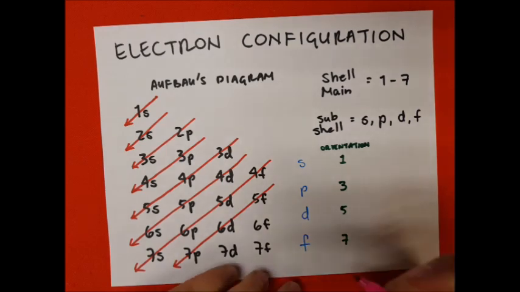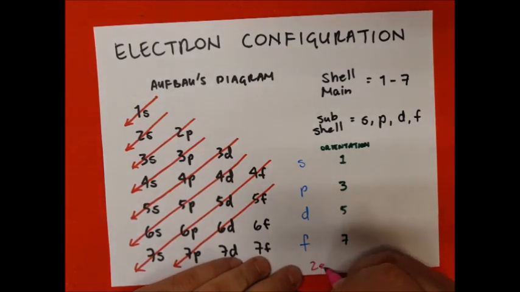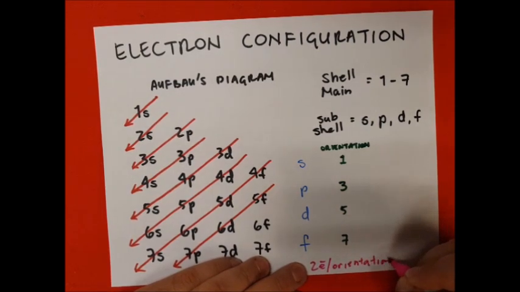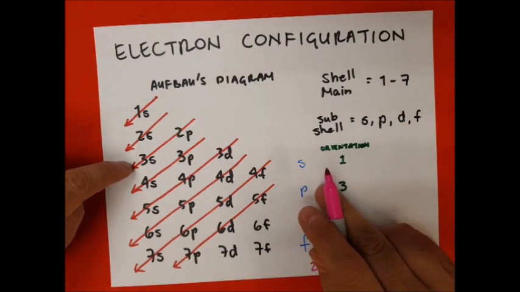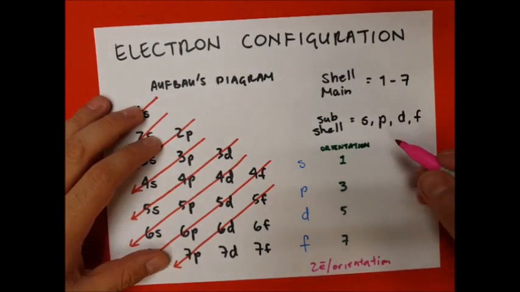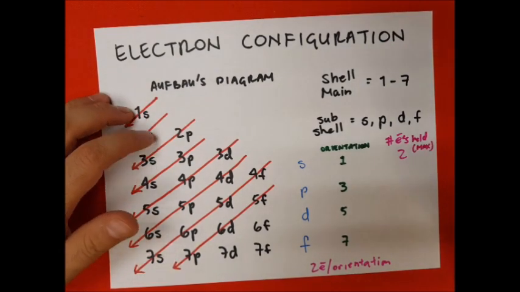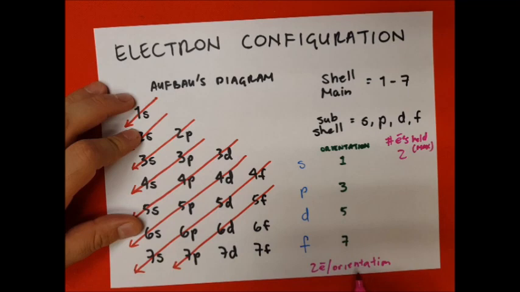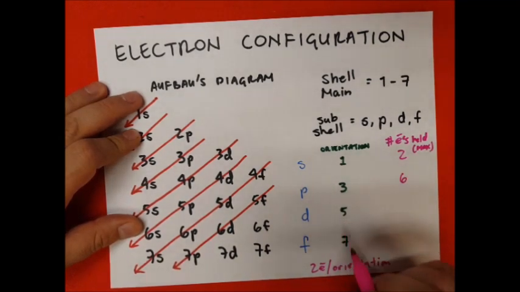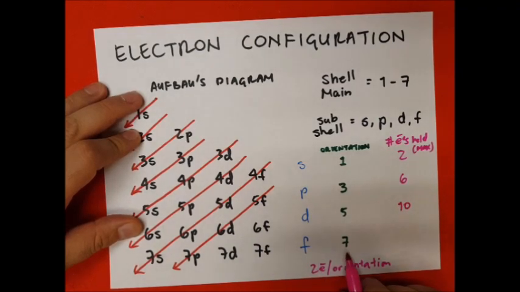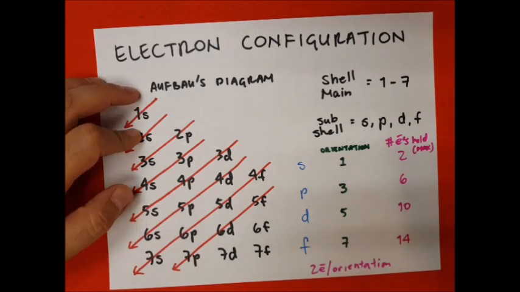And the last thing I would say is that each orientation can hold 2 electrons. So 2 electrons per orientation. That would mean that any s orbital, 1s, 2s, 3s, 4s, 5s, any of those can only hold 2 electrons. So number of electrons held, maximum. It doesn't mean we have to occupy all of them. And then P, 2 electrons per orientation. P has 3 orientations, it's 6. 5 for D, it's 10 electrons maximum. And F has 7 orientations. Therefore, it can hold 14 electrons maximum.